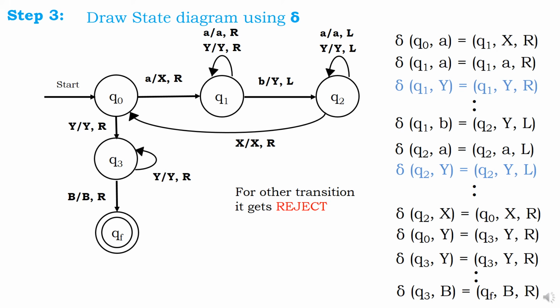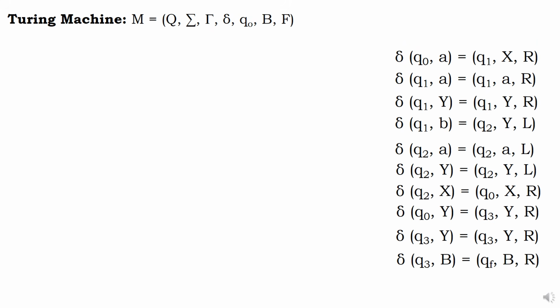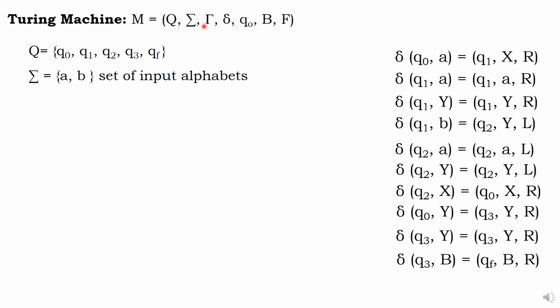Now I have to write the definition of the Turing machine with the 7-tuple. What is that 7-tuple? Q, sigma, gamma, delta, Q0, B, F. What is Q? Q0, Q1, Q2, Q3, QF. What is sigma? That is A and B. What is gamma? A was there, B was there. A you replaced by X, B you replaced by Y, and finally blank. A, B, X, Y, blank. So these are all in the tape.